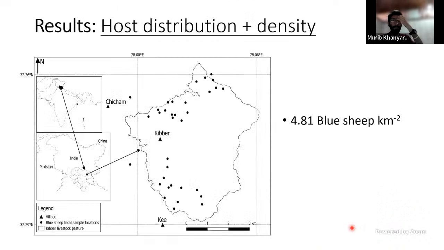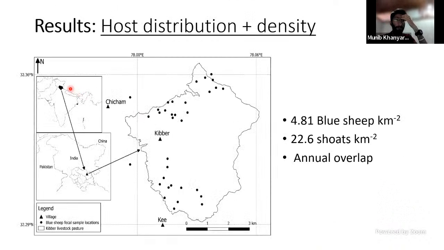So very quick points about host distribution. Just to situate ourselves again, we're here in Kibber village, which is in the Trans-Himalayan region of Himachal Pradesh. And by doing a lot of work with herders, but also doing field surveys, we delimited this livestock pasture area, essentially. And this is where the livestock goes through the year. And we did multiple field surveys to also see where the blue sheep are.